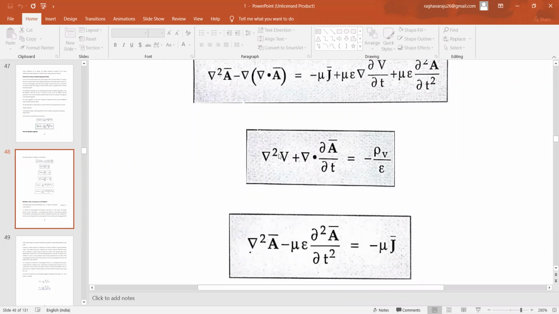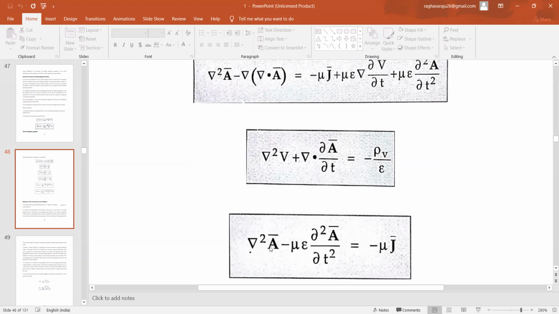So this is rho v by epsilon. Del square V plus del dot dou A bar by dou t equals minus rho v by epsilon. We will watch the full derivation in regular classwork. So del square V plus del dot dou A bar by dou t equals minus rho v by epsilon.